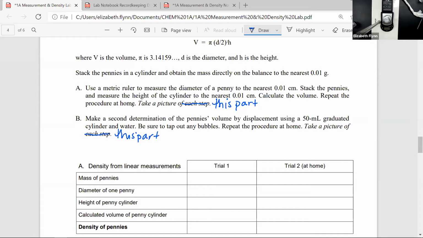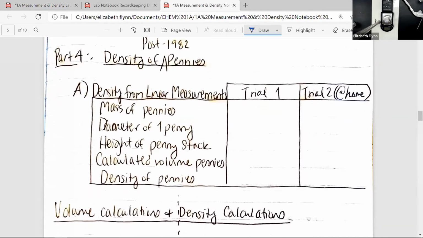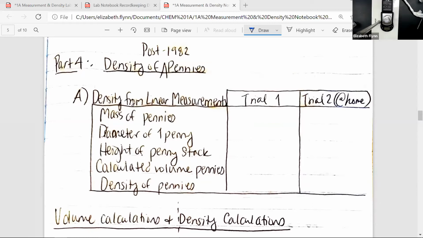All right. So let's move back over here. Okay. And just be careful that they are all post 1982 pennies. So it should be easier to find newer pennies than older pennies anyway. And so make sure that they're all post 1982, because in 1982, something changed with the way pennies were made. And we'll see how we can tell if they're pure copper or not. All right, so we're going to determine the density from linear measurements first. So we're going to get the mass of our pennies, right?